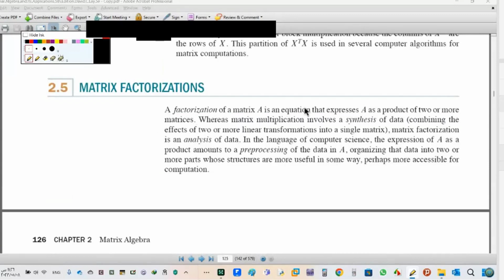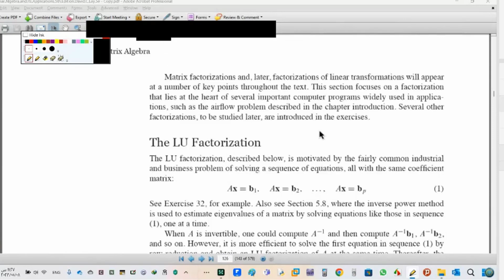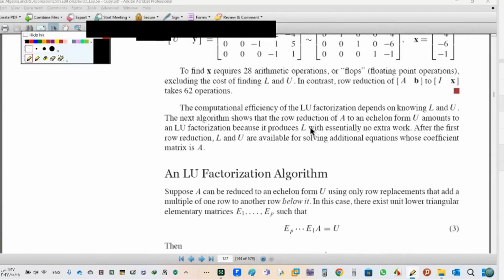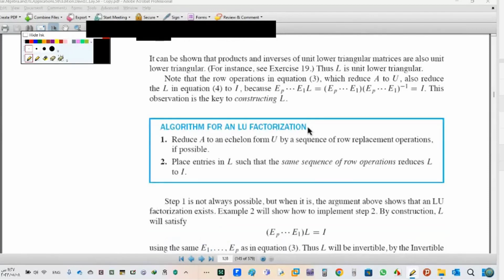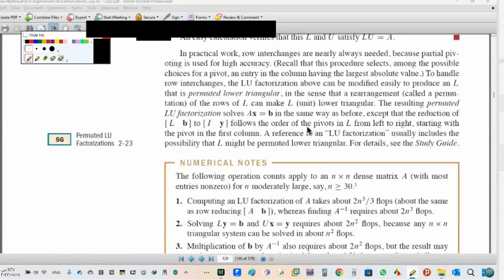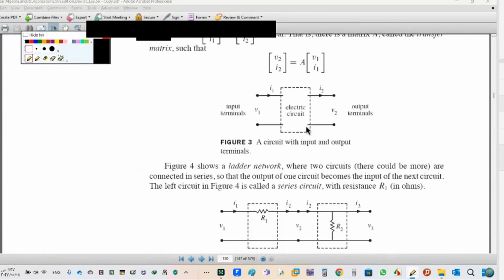Factorization of matrix and equation. Again, this is not in the exam, just reading today. A factorization is an equation that expresses A as a product of two or more matrices, whereas matrix multiplication involves the composition of the effect of two or more linear transformations. Again, you can cancel this one also if you want. It's not important. It's commonly used.